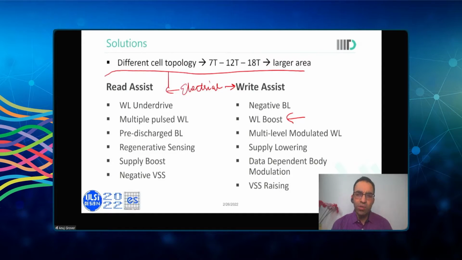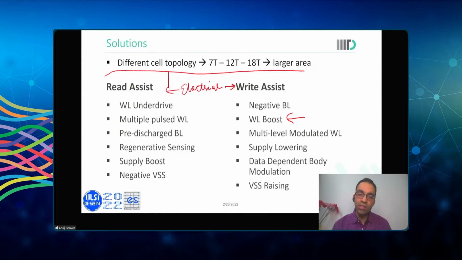The most commonly used write assist scheme, though, is negative bit line. So the bit line is taken to a level lower than 0 so that you can successfully accomplish the write operation. There are also schemes like multi-level modulated word lines, where the word line is initially underdriven. You wait for the bit line to discharge a bit, then you overdrive it and you ensure that the write operation completes. There are schemes like supply lowering, data dependent body modulation.